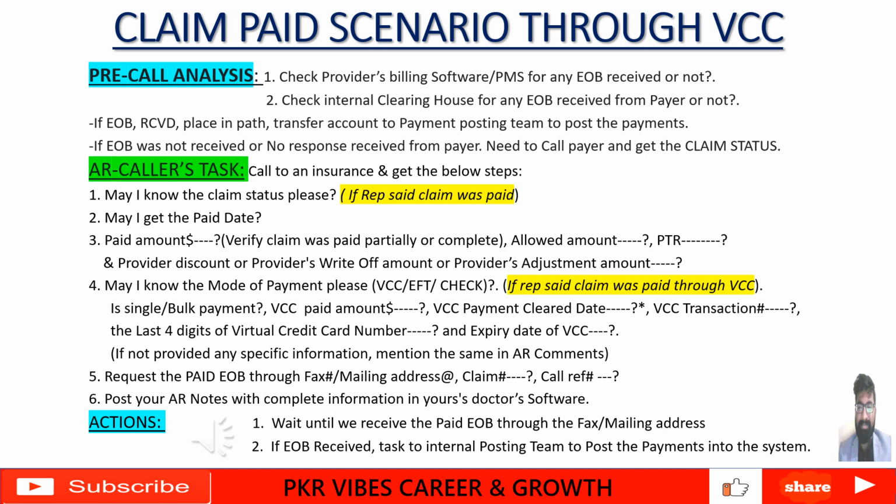For example, if you received a paid EOB from the insurance, then you have to place that EOB in your respective path, or otherwise transfer that account to the payment posting team along with your EOB, so that the payment posting team will post the payments accordingly. If the claim was paid completely as per that EOB, then payment posting will post the payments for that particular claim. So that is pre-call analysis for the claim paid scenario through virtual credit card.